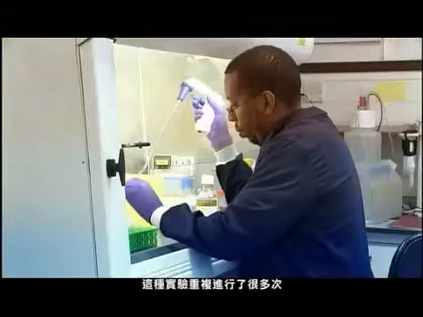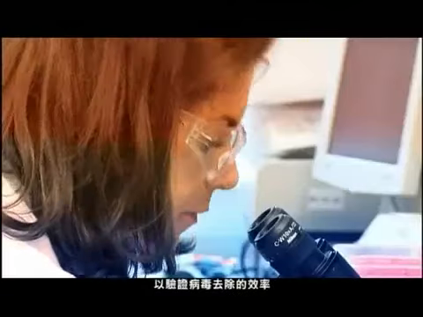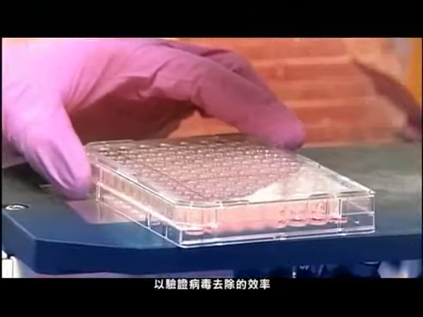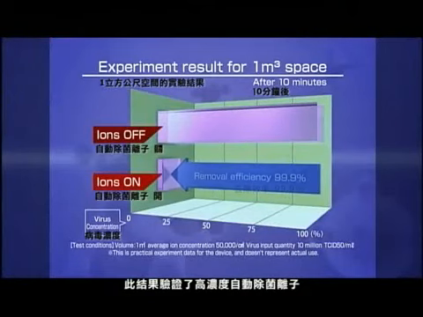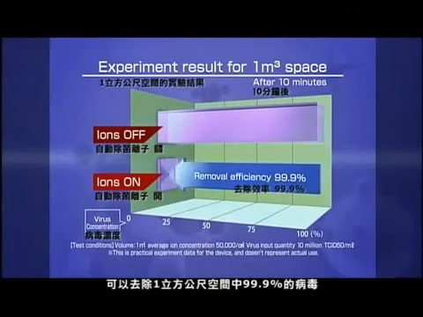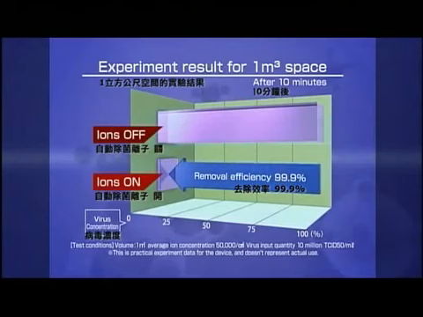This kind of experiment is repeated many times over in order to verify the virus removal efficiency. The result verified is that high-concentration plasma cluster ions can remove 99.9% of the virus in a 1-meter cubed space.